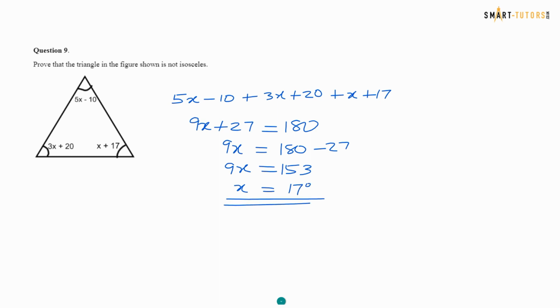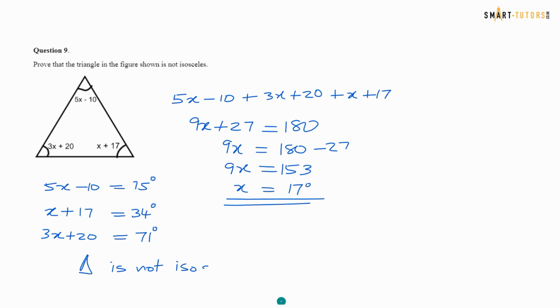So x equals 17 means you need to find out 5x minus 10. That is 5 times 17, which is 85, take away 10, is 75 degrees. And the next one, x plus 17 is 17 plus 17, which is 34 degrees, and 3x plus 20 is 3 times 17, which is 51, plus 20 is 71 degrees. So all three angles are different, so the triangle is not isosceles. So that's the answer for question number 9.